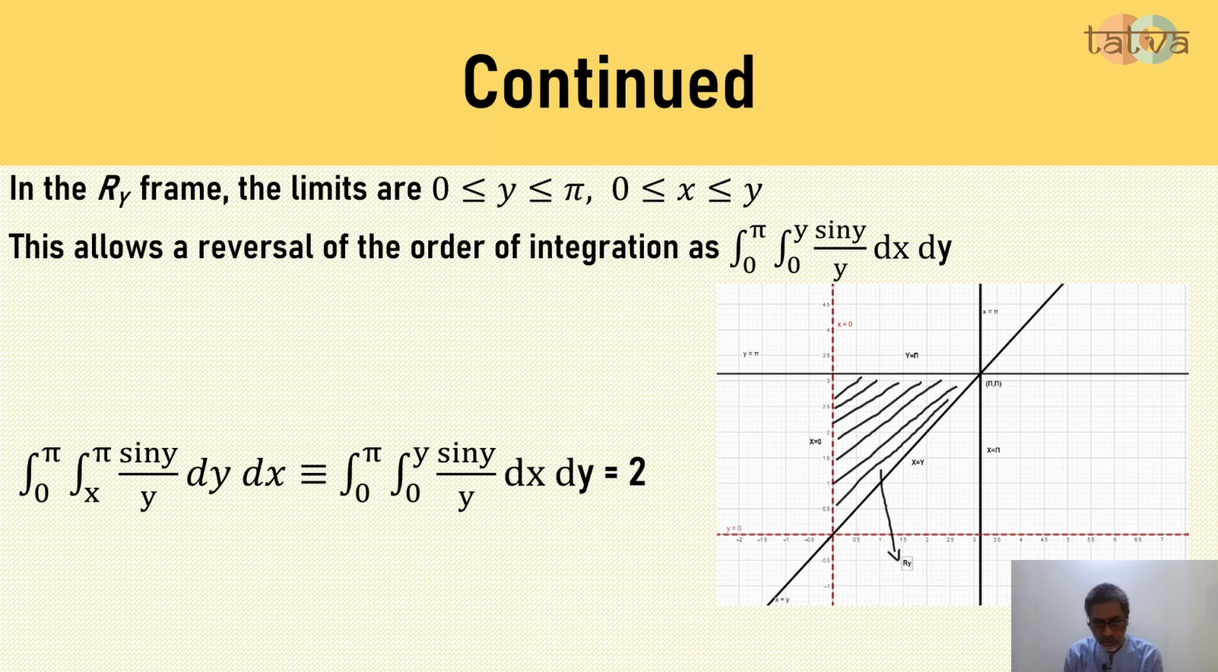So you can probably assess the context in which we are changing the order of integration. This is an excellent example to tell how an Rx region has been converted into an Ry region where the evaluation became possible.